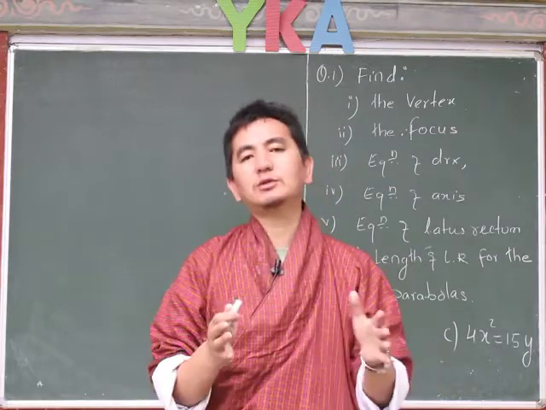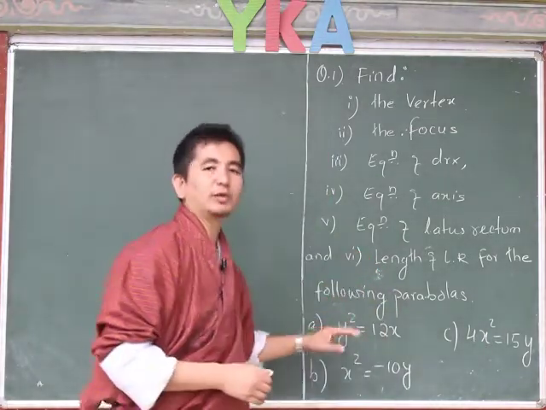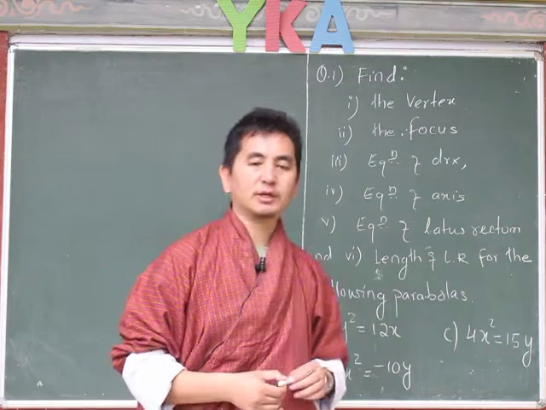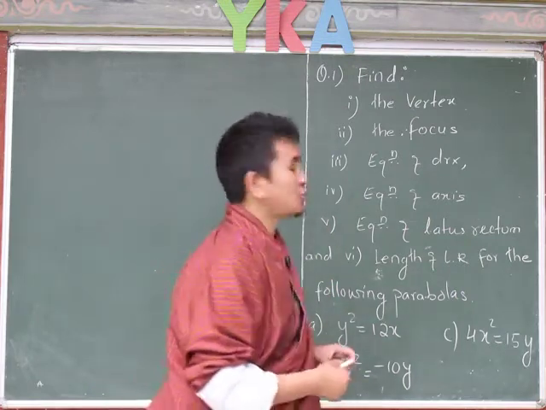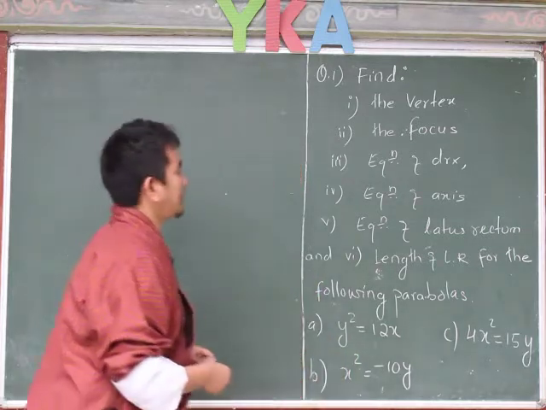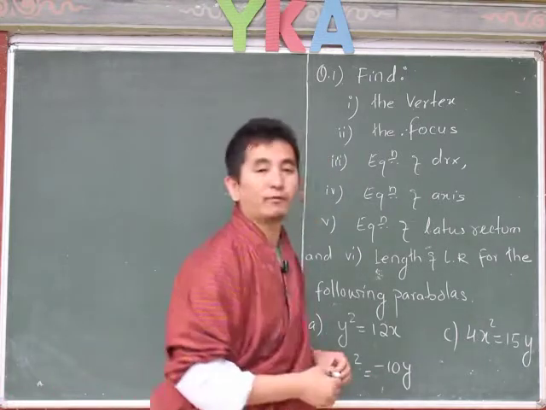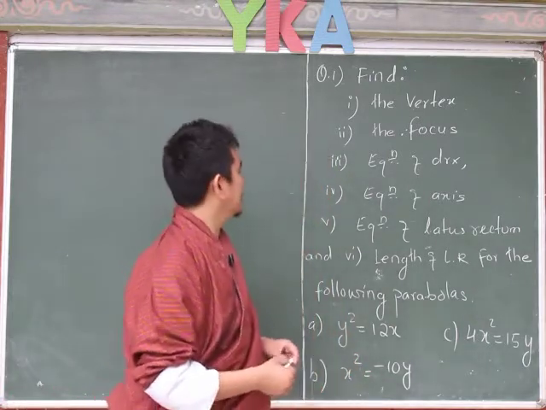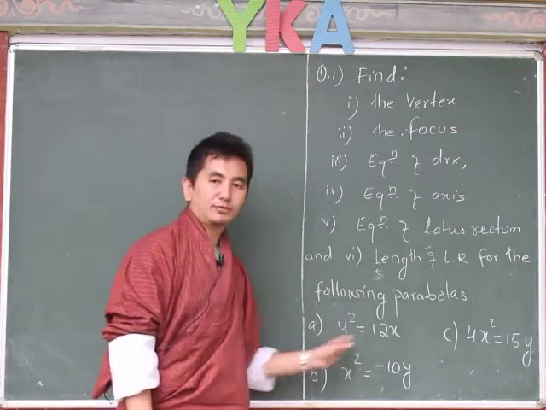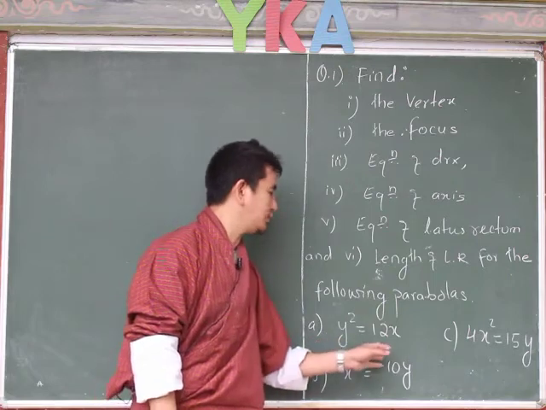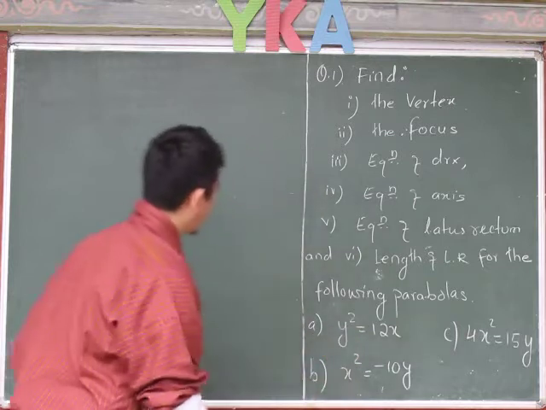If you have understood the concept of the parabola, then today while we solve problems there won't be any doubt. So without wasting time, let's start with the first question. Question number 1: we need to find the vertex, the focus, the equation of the directrix, the equation of the axis, the equation of the latus rectum, and the length of the latus rectum for the following parabolas. I've chosen 3 questions: A, y squared equals 12x; B, x squared equals negative 21; and then C. Anyhow, let me go with A.